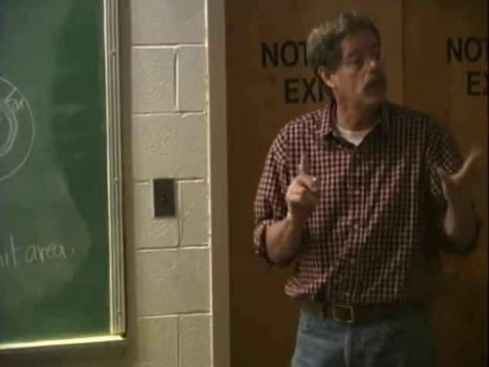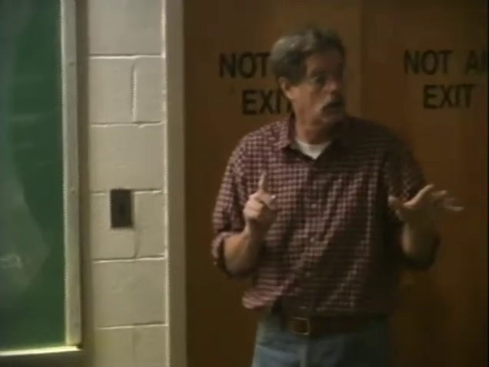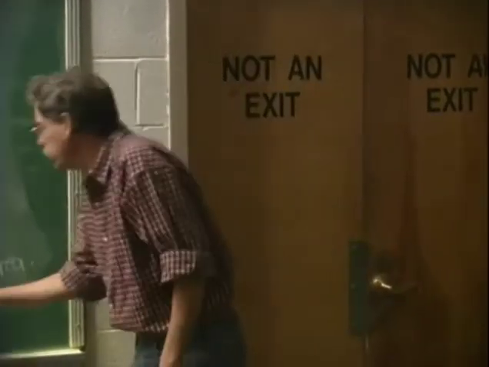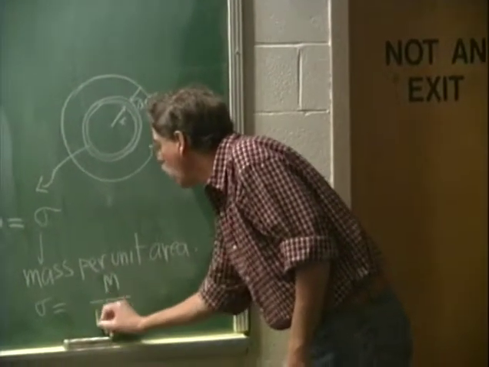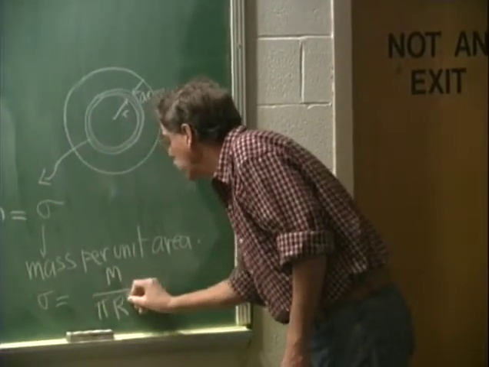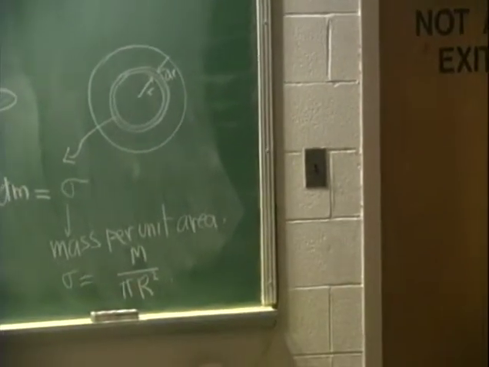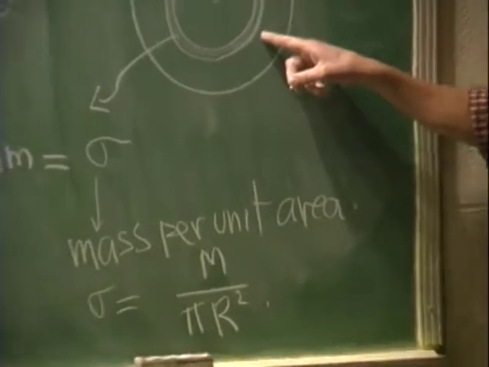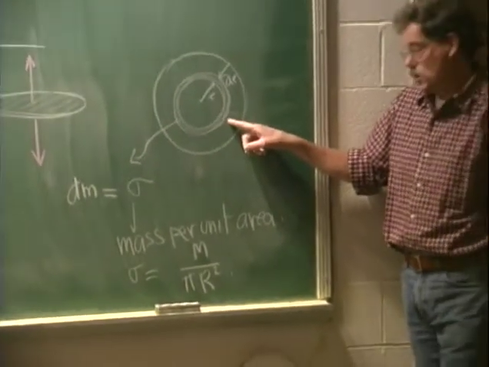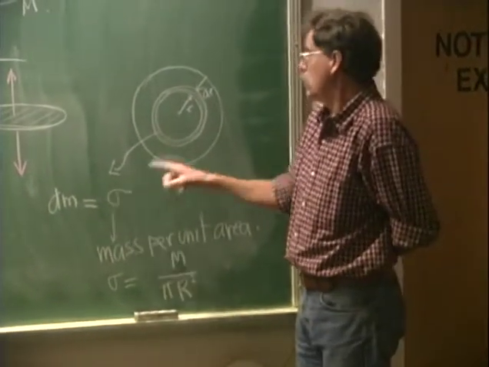Get that, guys. Total mass, right? Over pi r squared. Good. Over the total area. So it would be m, the total mass of the disk, over pi r squared. That's the mass per unit area. So the mass of this little ring, this hoop, is mass per unit area times the area.